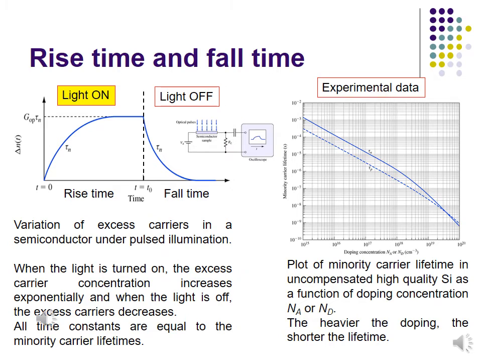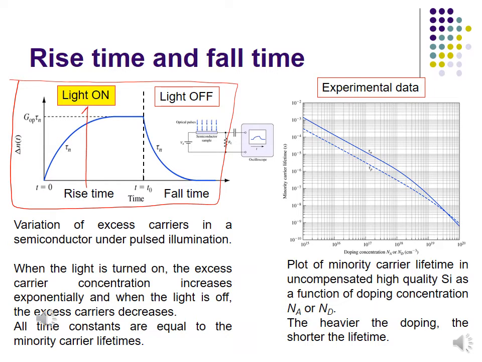The results may look like this figure if the carrier concentration is plotted versus time. When the light is on, there is an exponential increase in the carrier concentration until it is saturated, and the carrier concentration will decrease when the light is off. The time constant is denoted by tau, and an example of experimental data of the carrier lifetime is shown here. This plot will be used to determine the carrier lifetime of a specific material with given doping concentration. We can see that when the doping concentration is high, the carrier lifetime is shorter.